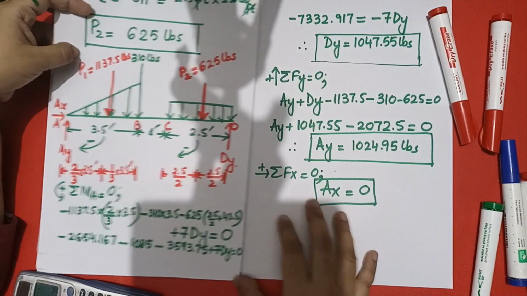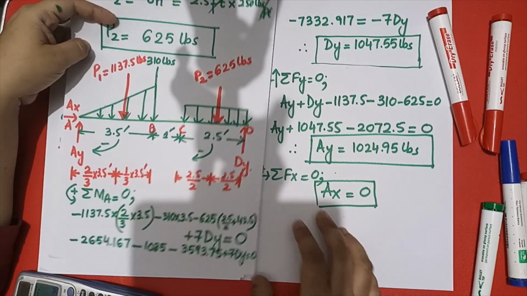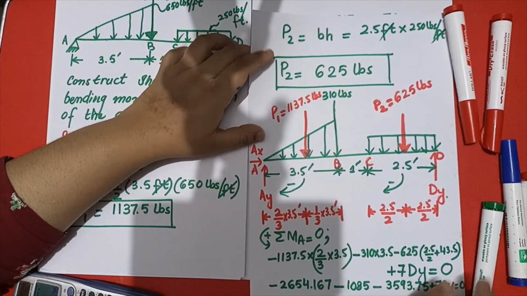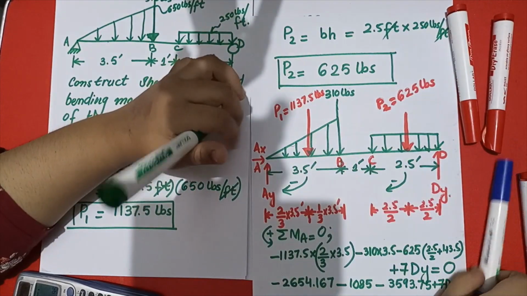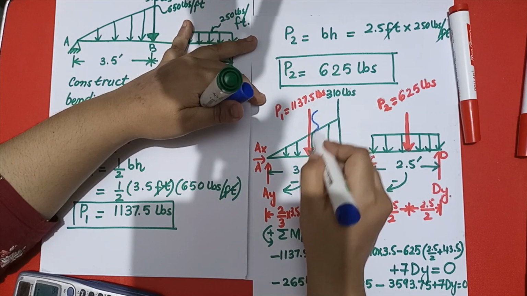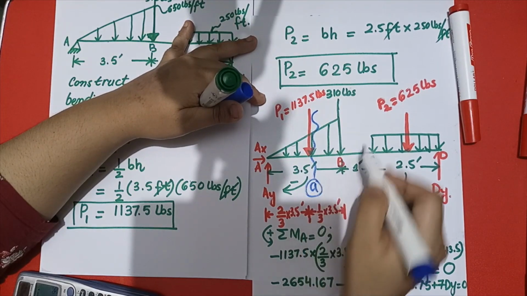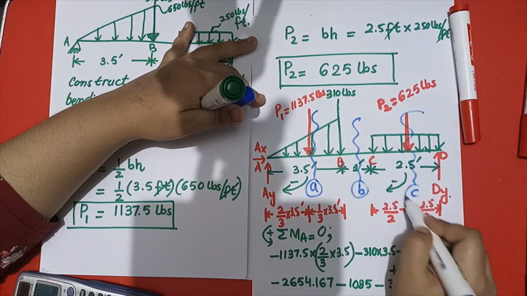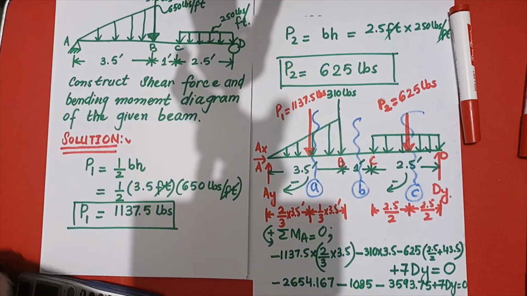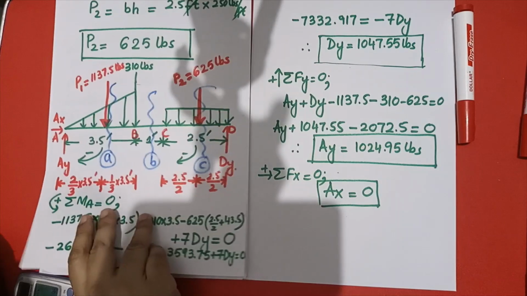So how can we do that? Let's have a look. For example, how can I cut the section here? Let me show you on this diagram. This is A, this one is B and this one is C. So this is the way to cut the sections.